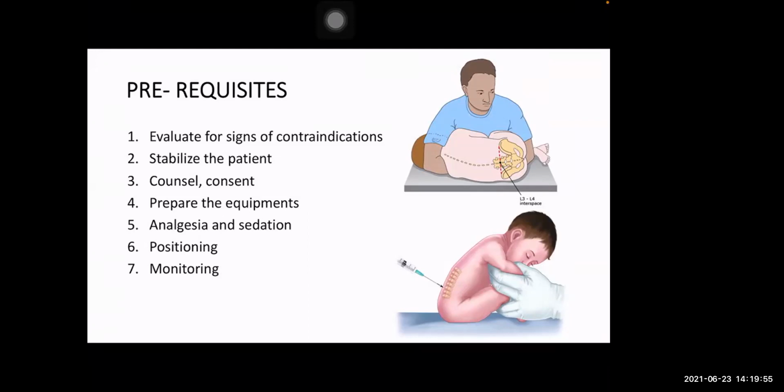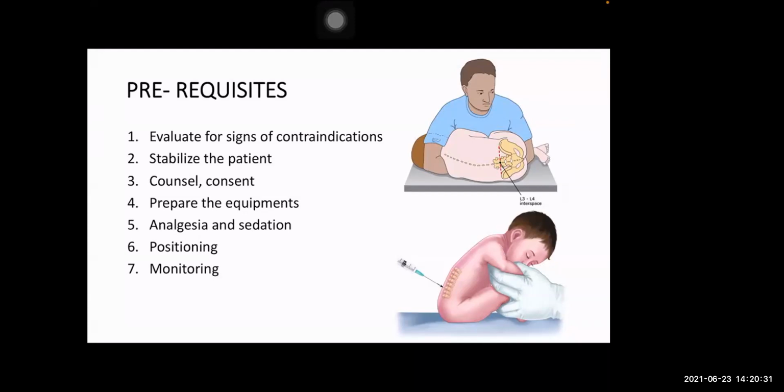And then we may need a sedative if the patient is uncooperative, and this can also reduce the anxiety in the patient. Appropriate positioning of the patient allows accurate identification of the landmarks. The two most commonly used positions are the lateral recumbent position, as shown in the picture above, and the sitting position in the picture below. In the lateral recumbent position, both the neck and the hip should be flexed. The sitting position is chosen in patients at high risk for respiratory compromise.